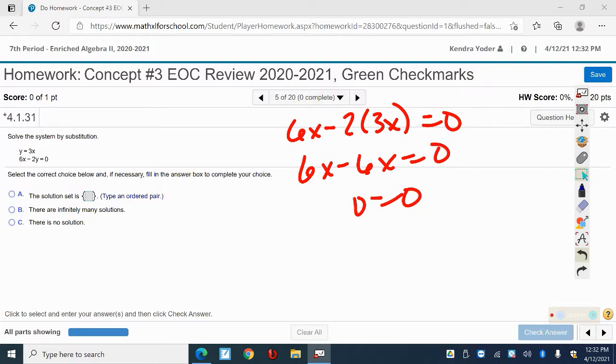What can you tell me about my solutions? Infinitely many, right? There's going to be many. Yes?